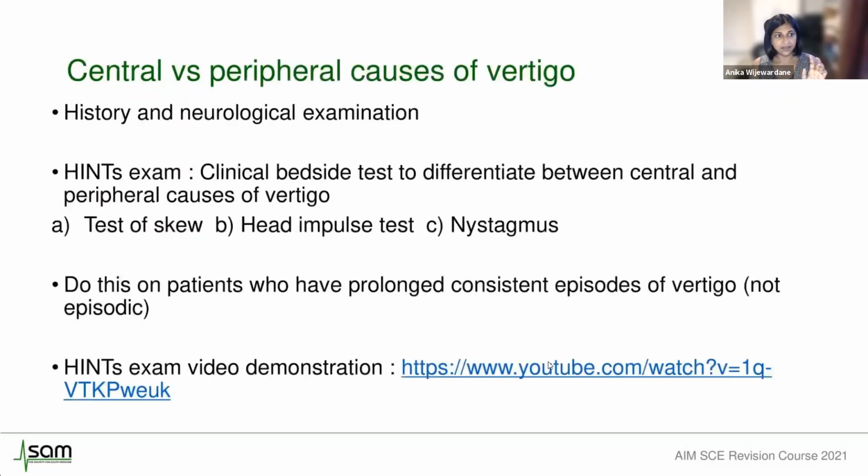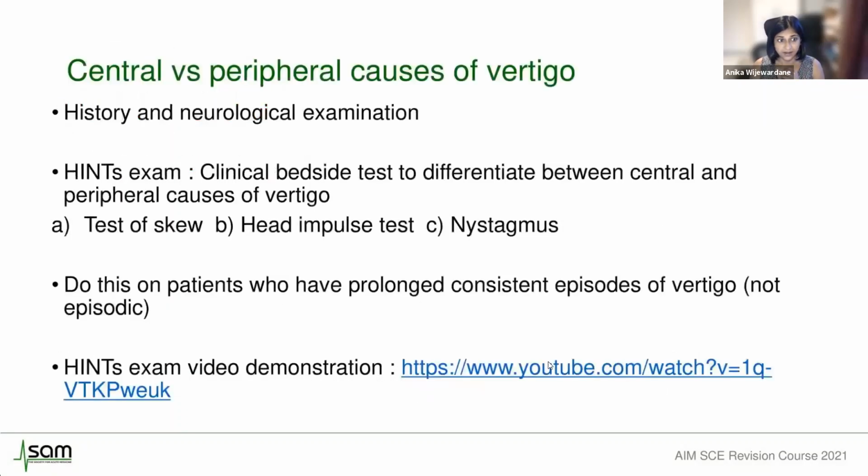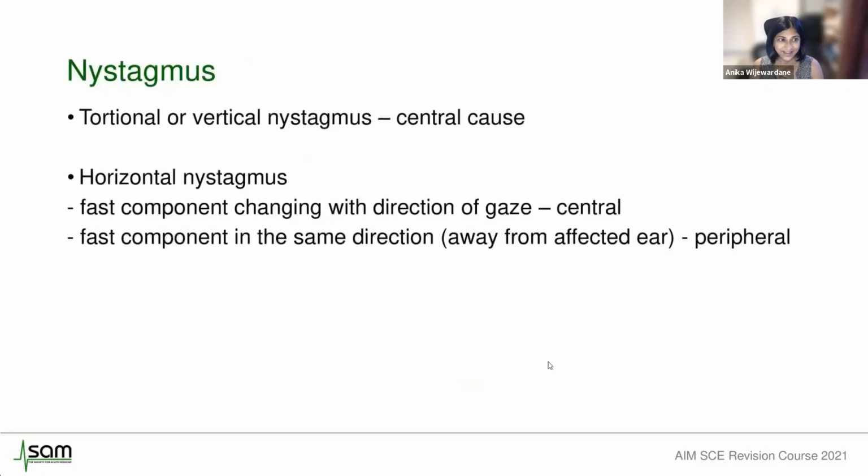And then to come to the actual answer, the guidance is from the RCP guidance and the NICE guidelines, which is if you are suspecting an arterial dissection, your next investigation modality should be angiography, and that could be MR or CT angiography. So there's quite a lot in that question.